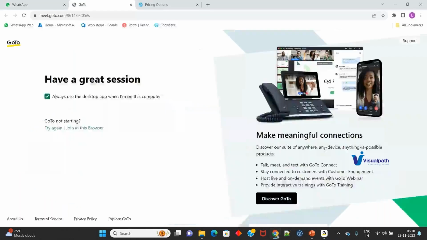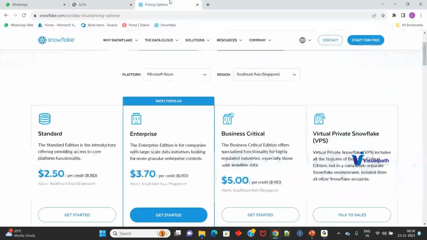Okay, now we'll see the pricing, how it differs. These will fluctuate according to Snowflake criteria. It's not that today it is $3.7 and after a month it should also be the same 3.7. They may increase or decrease, so whenever you want the latest price, you have to go to the official page and see the pricing details.